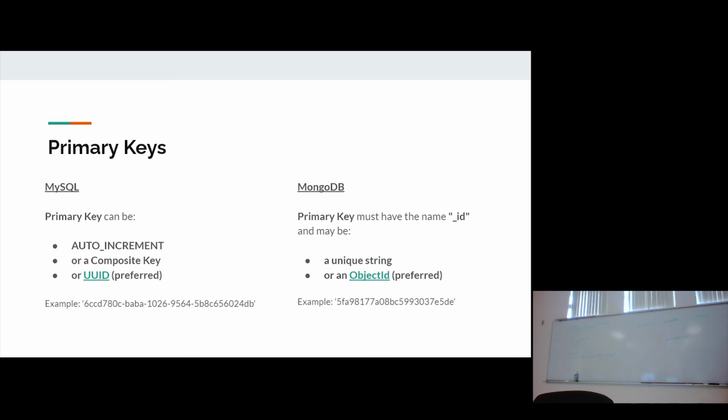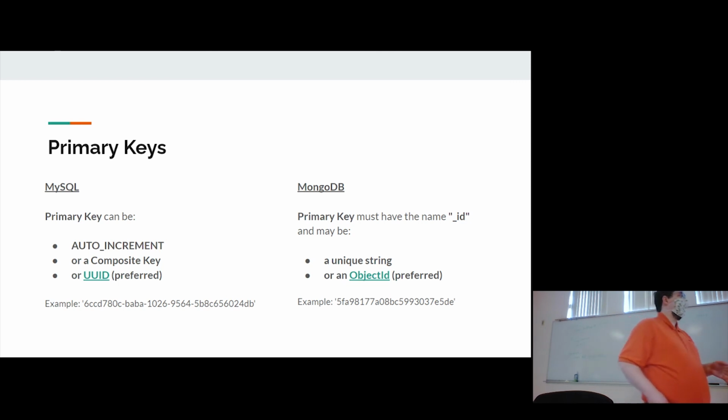Over in the world of Mongo, there's a little bit more restriction. So in Mongo, the primary key always has to be named _ID. Write that down. The primary key has to be named _ID. You have no flexibility with that. There's no way to rename it. There's no way to choose a different name. It's baked into Mongo. Okay?